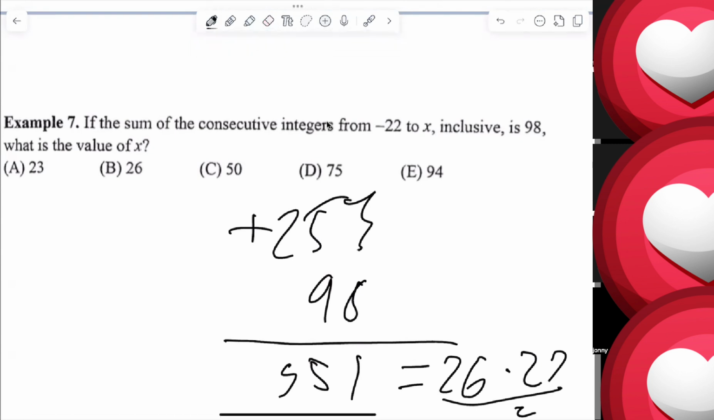Yeah, so it shouldn't be 26. Just double checking. You must double check to make sure the answer is correct. For example, you might have got 26 times 77 divided by 2, which is not 351.